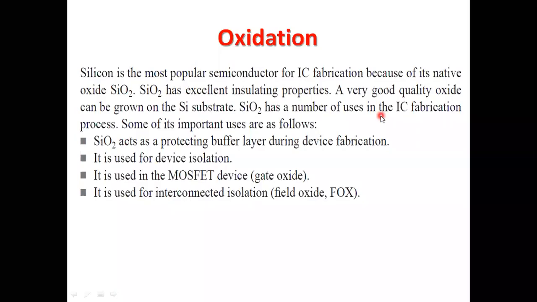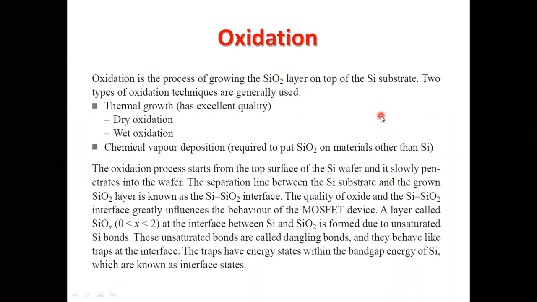Now let us move to the other parts of oxidation. We have already told you what oxidation is, but again, let us see. Oxidation is the process of growing the silicon dioxide layer on top of the silicon substrate.